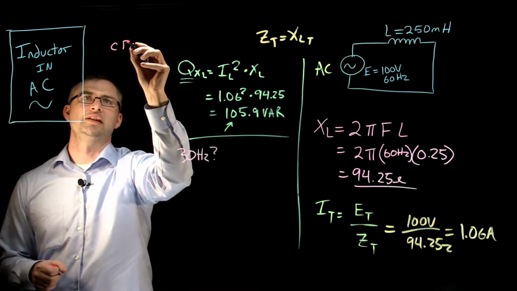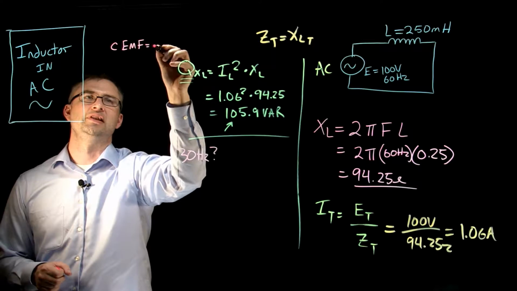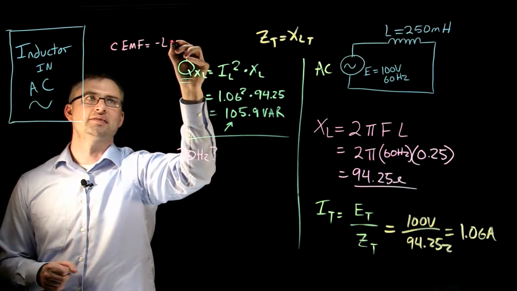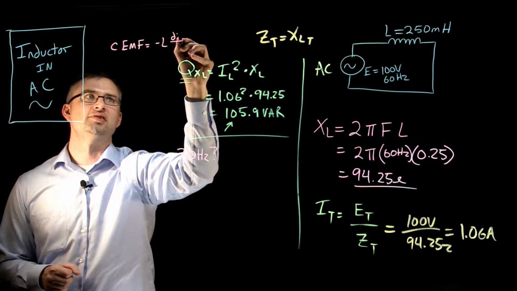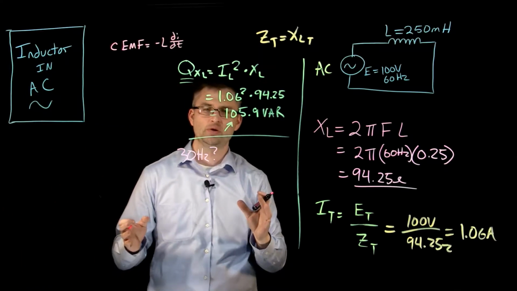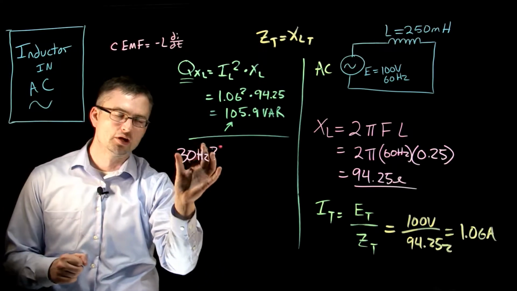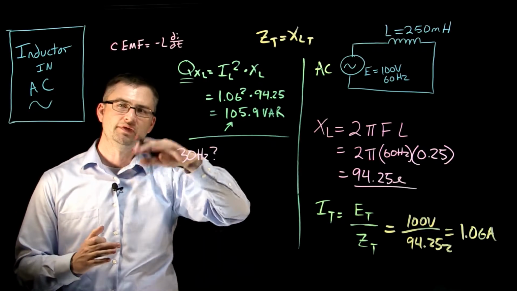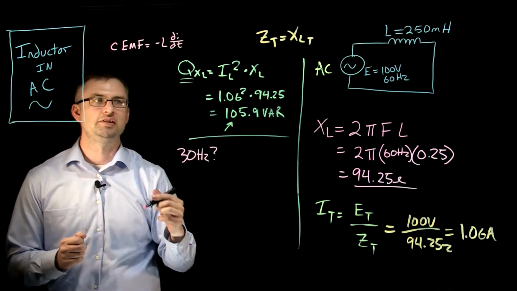So the counter EMF is going to be the inductance multiplied by the rate of change of current over the rate of change of time. Why that's important is if I lower the frequency, then the rate of change of current in our sine wave is going to decrease as well.